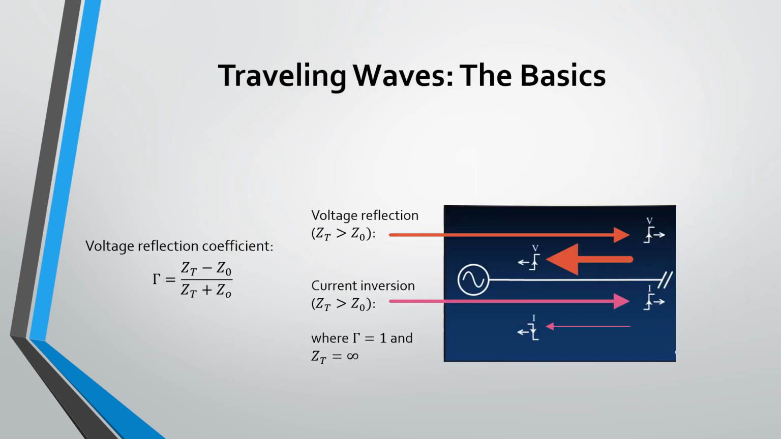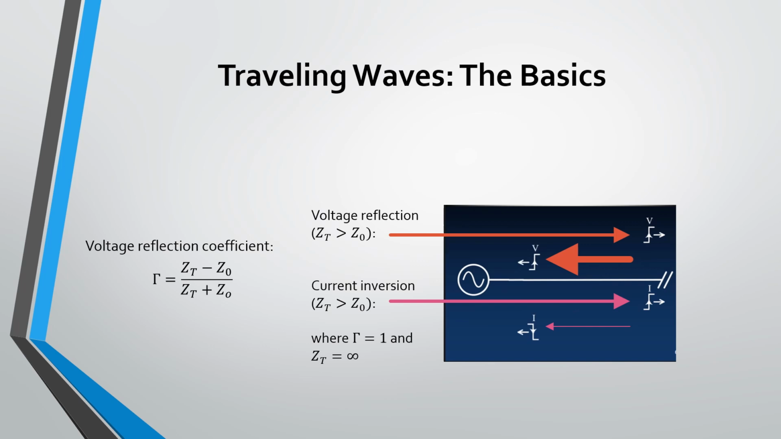The basics of traveling waves comes down to reflection and inversion of either voltage or current. Traveling waves are associated to the voltage reflection coefficient known as gamma. Gamma consists of the termination impedance at the end of the line and the characteristic impedance of the line.